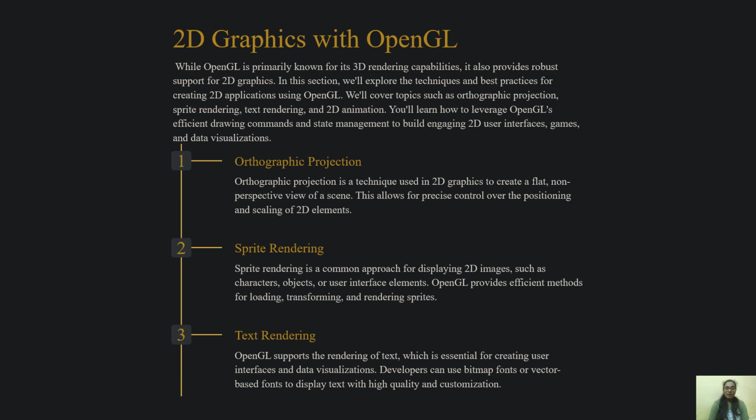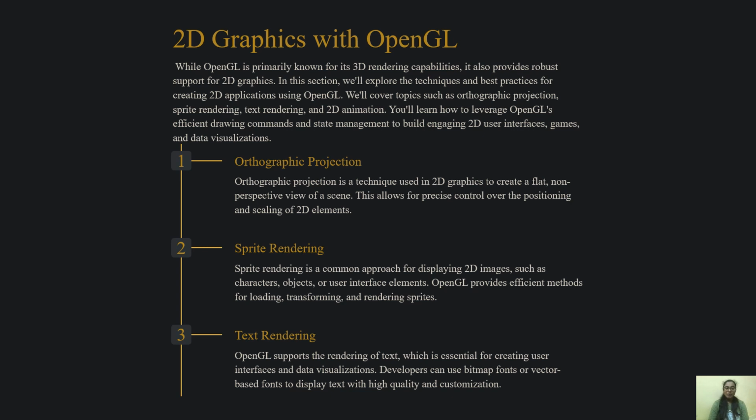Orthographic projection is a technique used in two-dimensional graphics to create a flat, non-perspective view of a scene. This allows for precise control over the positioning and scaling of two-dimensional elements.